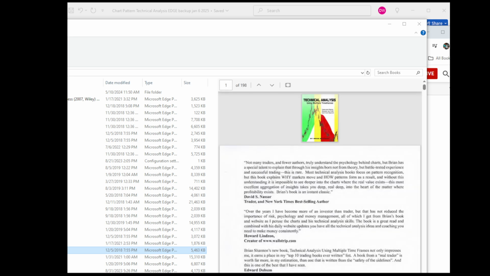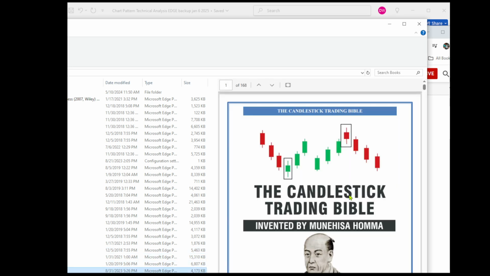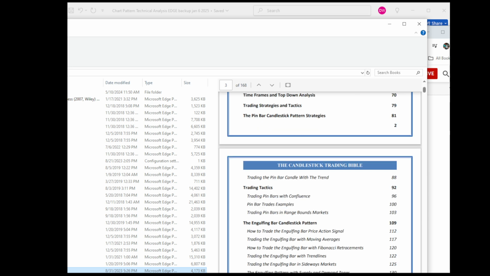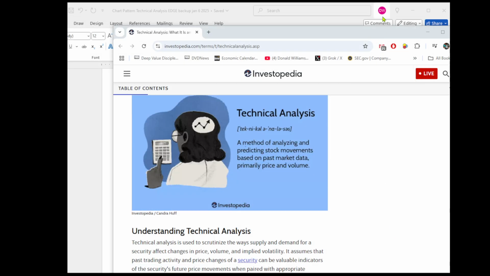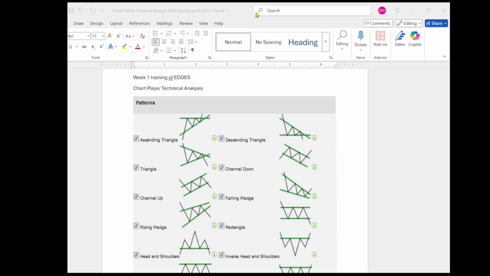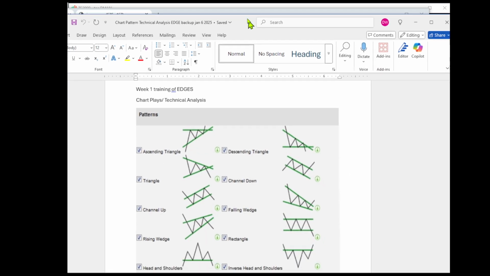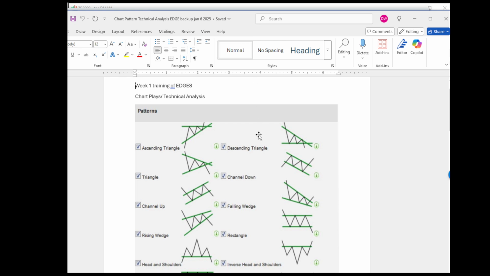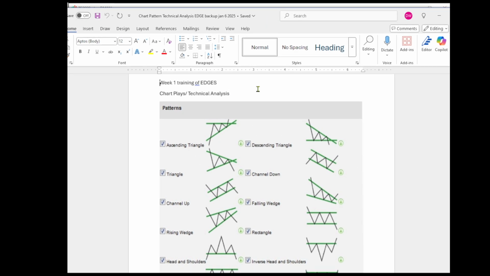You could look at technical analysis using multiple time frames. That's another book. The Candlestick Trading Bible. That's another book. There's a lot that you can read about it. But the thing to understand is we're not doing anything with valuation. We're trying to predict a chart pattern, and it's going to do something because of what we've seen in the past. So we have stats that say, hey, this works 50% of the time, this works 70% of the time, this works 60% of the time. And we're trying to predict what's going to happen.